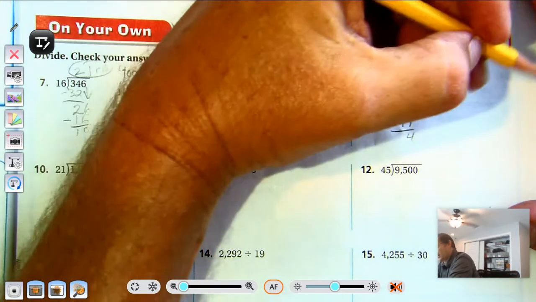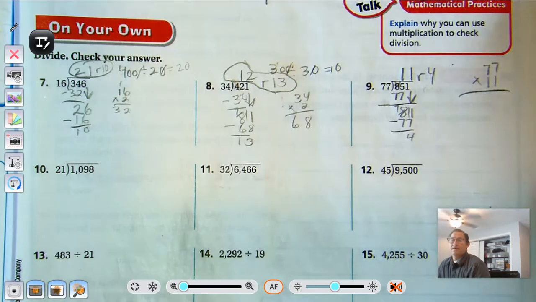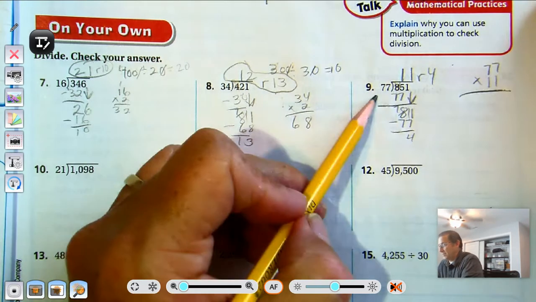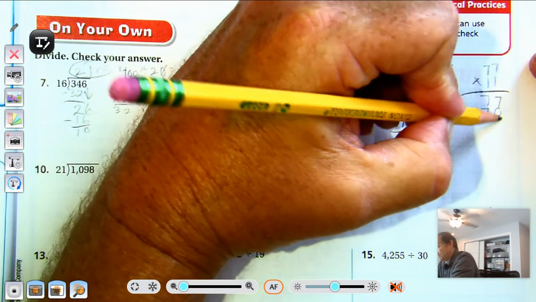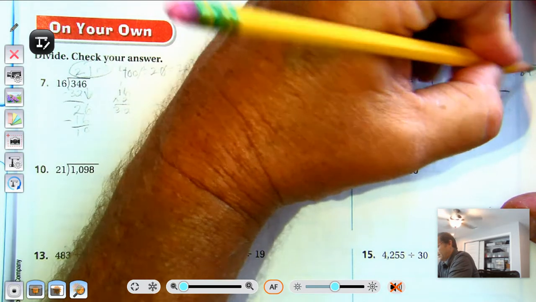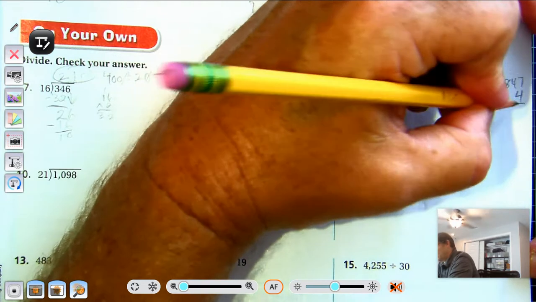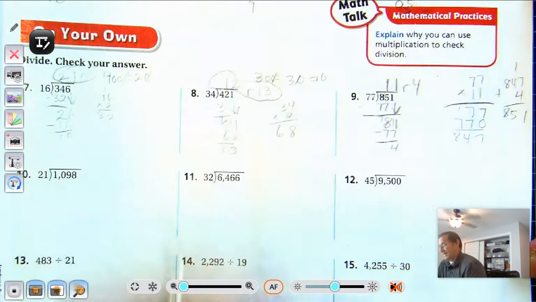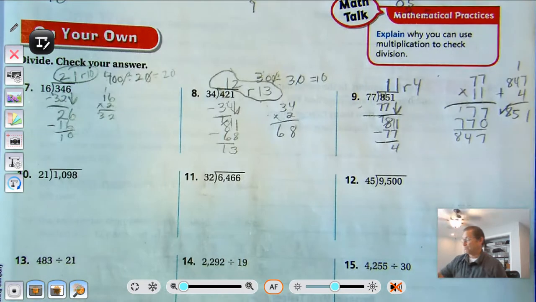All right, I'm going to just go ahead and do the check right here in the book. Okay, divisor times the quotient. 847. But I have to add the remainder 4. And I get 851. That matches the dividend.